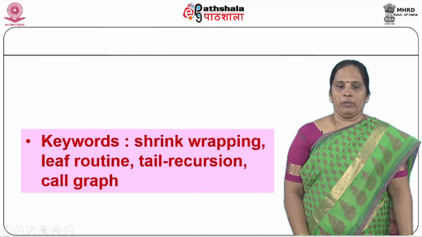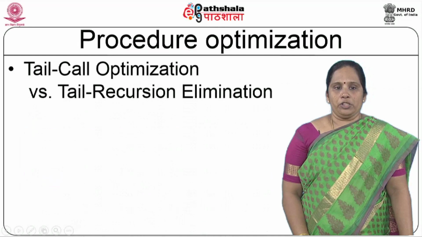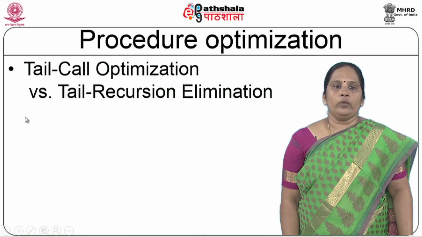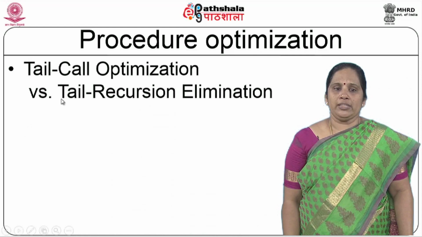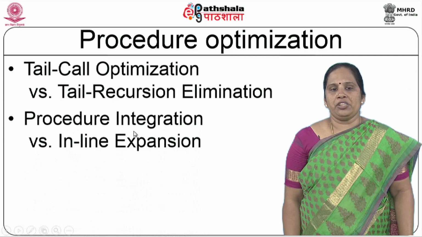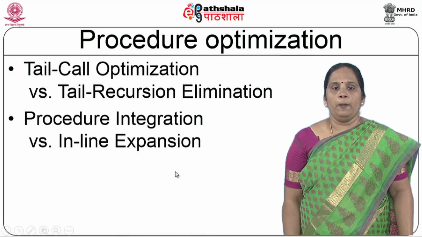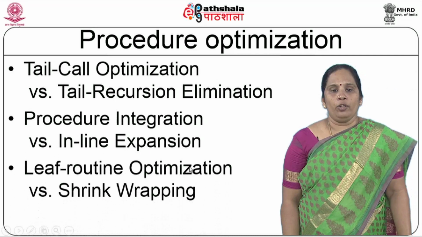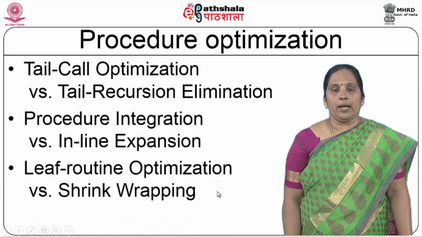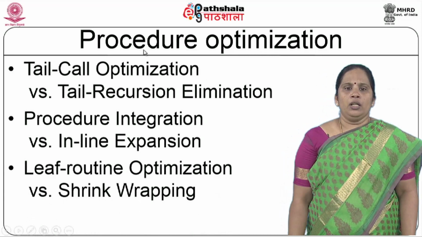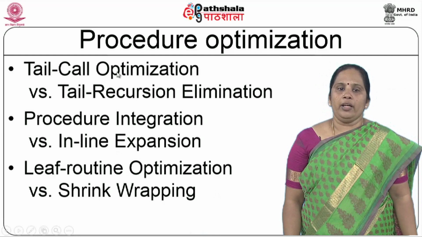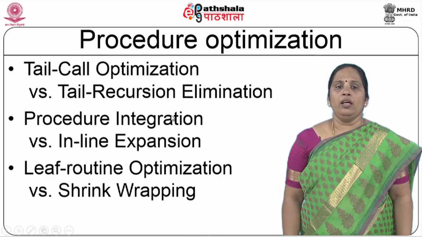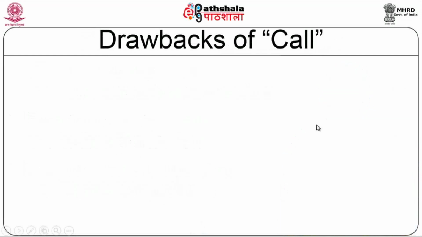So, these are my keywords here. For procedure optimization, you typically look at tail call optimization versus tail recursion elimination, procedure integration versus inline expansion, and then leaf routine optimization versus shrink wrapping. So, these are the three pairs of possibilities for optimization on procedures.